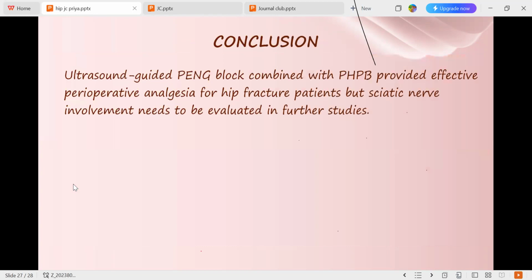So, as a conclusion from this study, ultrasound guided PENG block with posterior hip pericapsular block provides better perioperative analgesia for hip fracture, but sciatic nerve involvement needs to be evaluated in further studies. A cadaveric study done before also emphasized that even 20 ml of drug has blocked the sciatic nerve and the posterior cutaneous nerve of thigh. And when sciatic nerve involvement is there, mobility will almost certainly get affected, and the main goal of the ERAS protocol is compromised.